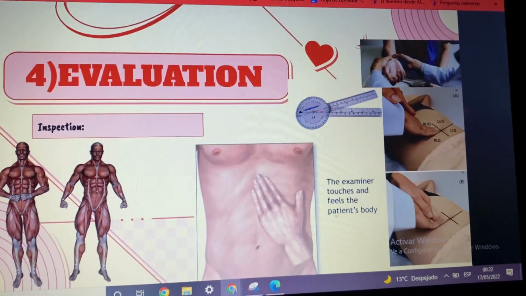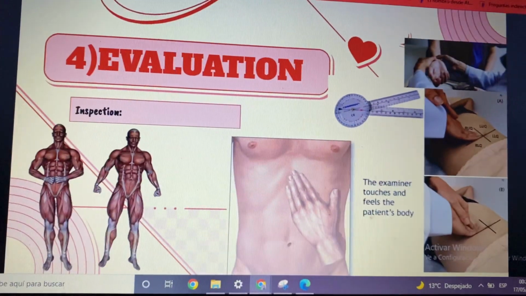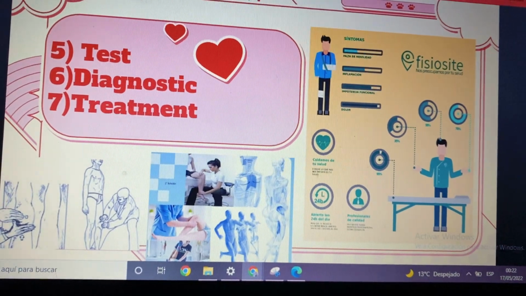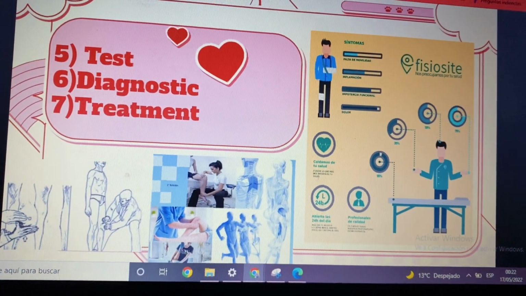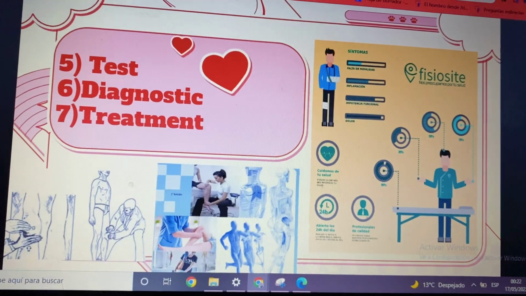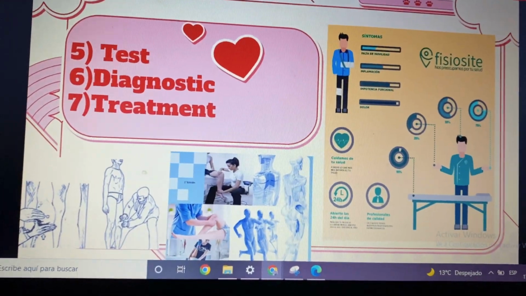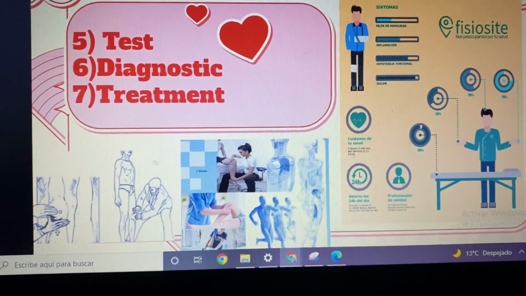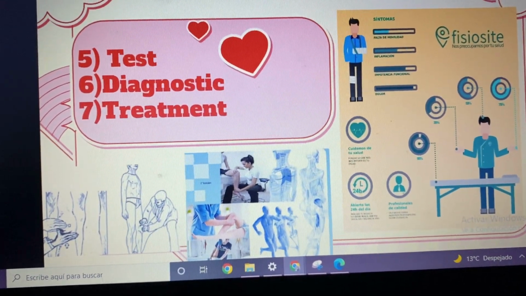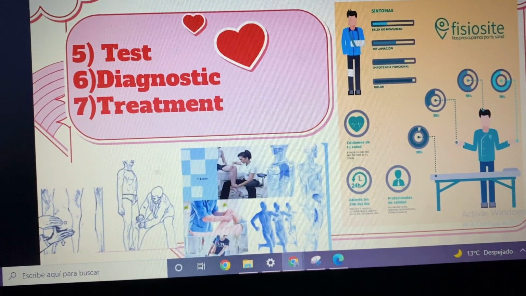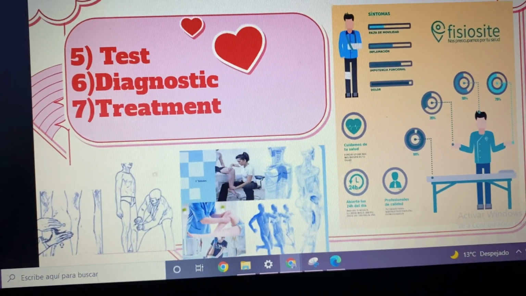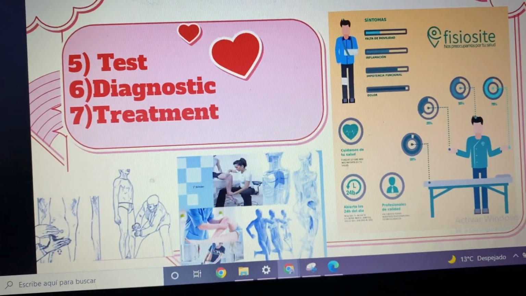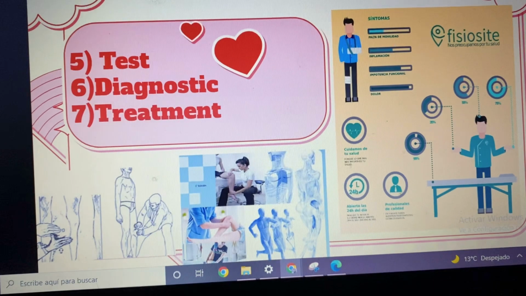So we're going to continue with point number 5, that is 5, 6, and 7: test, diagnostic, and treatment. Point number 5, we have specific tests. We write down the tests carried out with the goniometer, posture, gait, and also clinical tests.